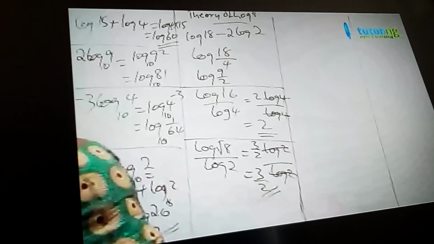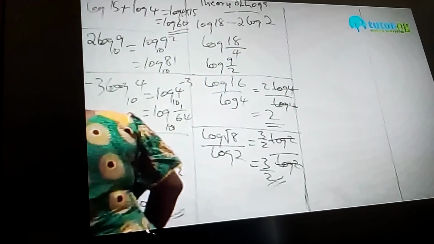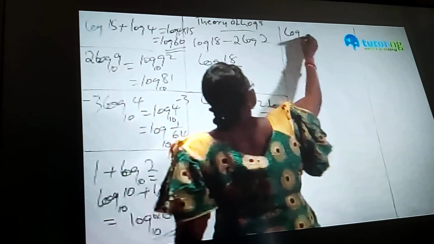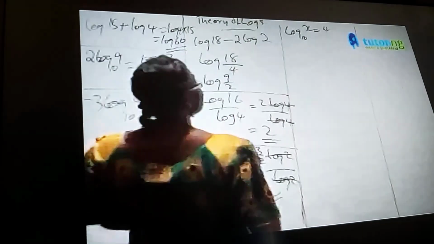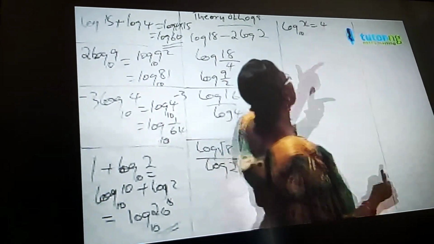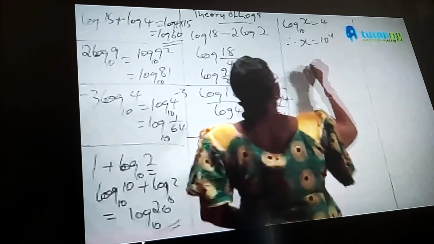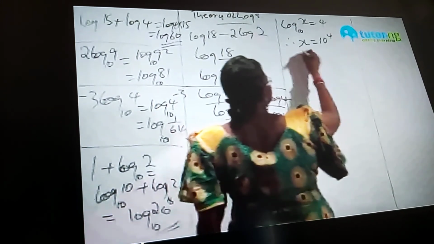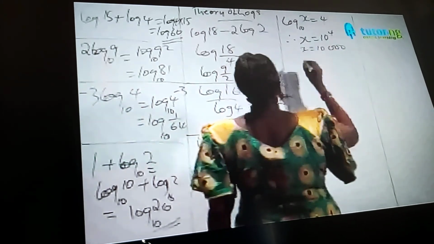Log base 10 of x equals 4. The meaning of log is the base raised to the power is equal to x. So straight away, x is equal to 10 raised to the power 4, which is what? So x is equal to 10,000, okay?